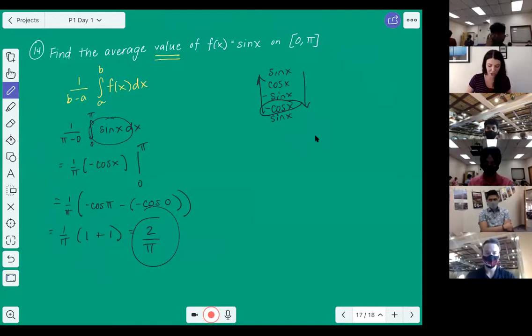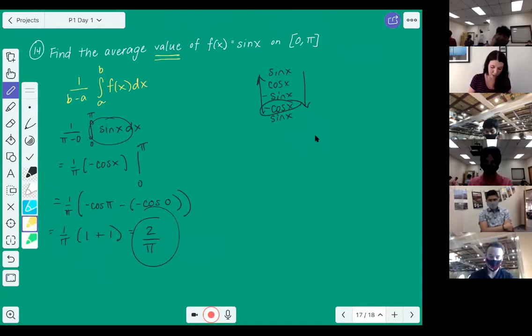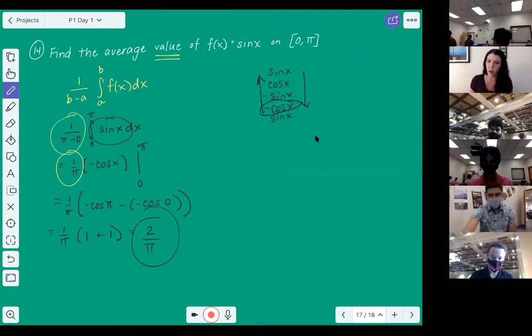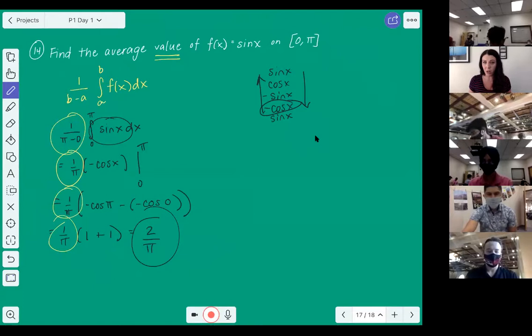Common mistake is students will forget about this thing out in front, or that 1 over b minus a part. That's a pretty common result. So if you just got 2 as a final answer, you forgot to incorporate this 1 over pi that we have all along the way. So you should end up with a 2 over pi.